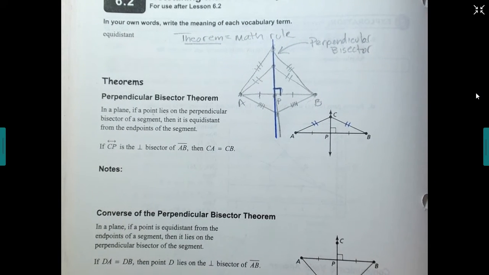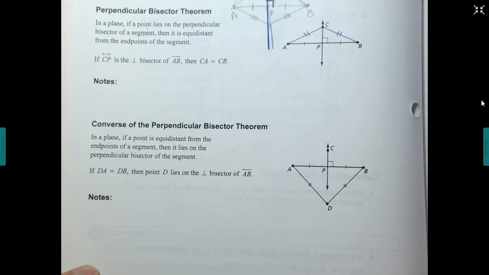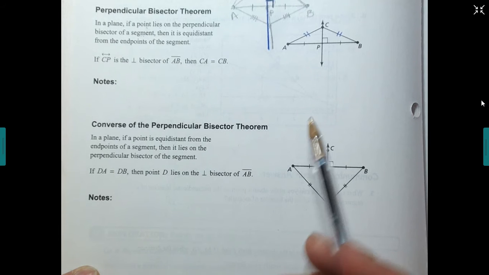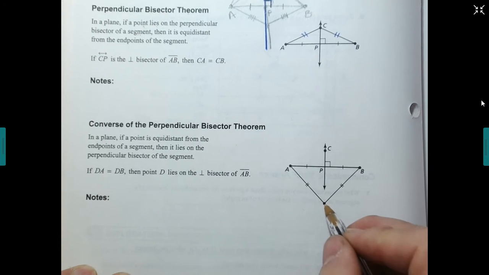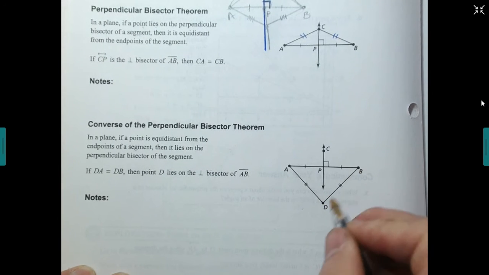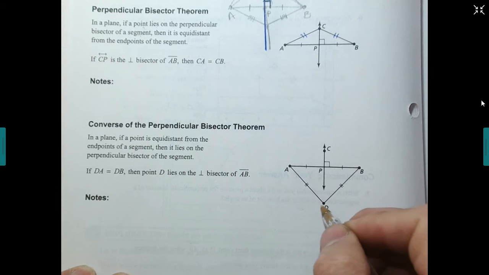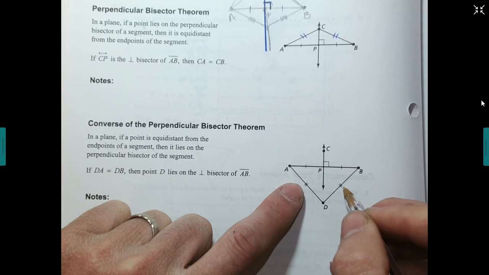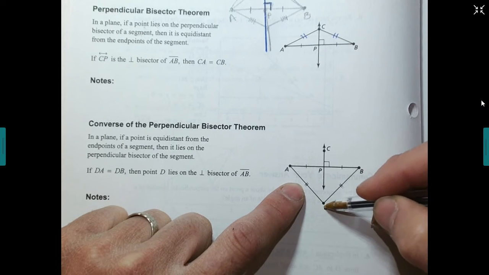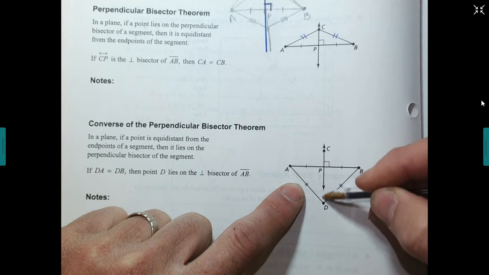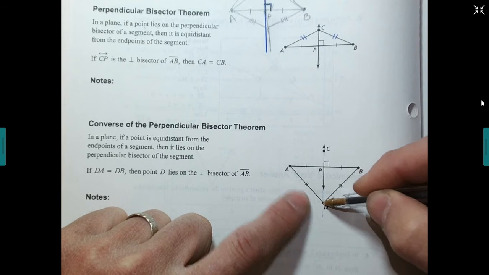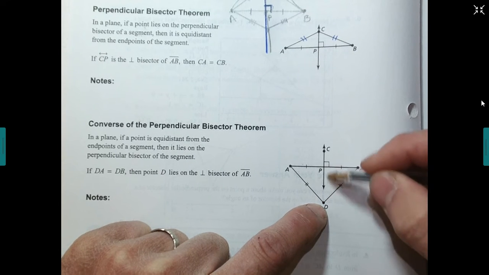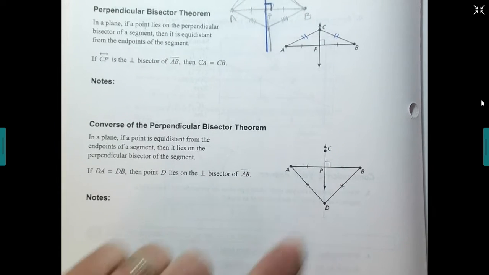Now, there is the converse of the perpendicular bisector theorem. That's the opposite. That means that if there are two lines, AD and BD, and they're equal, they're congruent, and then a line forms perpendicular through that point, then it's going to cut this in half. Then it's going to make a perpendicular bisector.